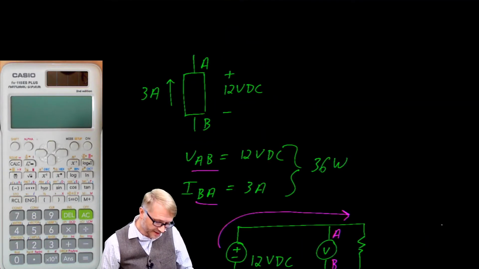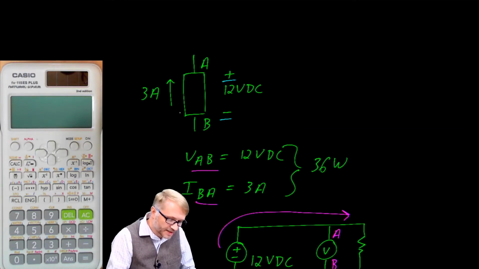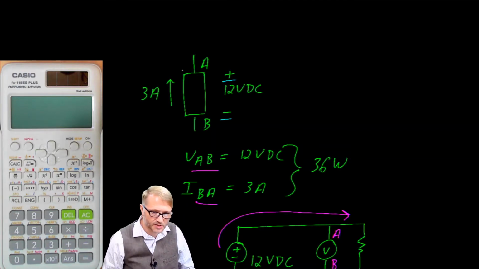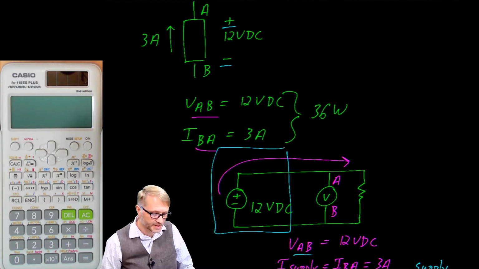And if we go back to this one, we see that we have a voltage, A to B, and we have a current, B in the direction of A. So the subscripts are different. Therefore, what we drew above is this piece right here. It is a supply.